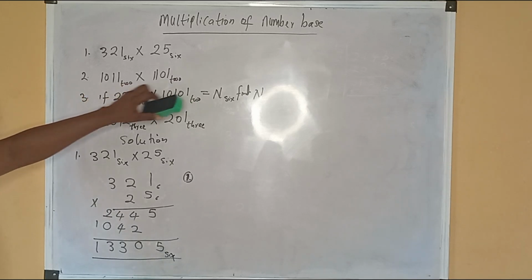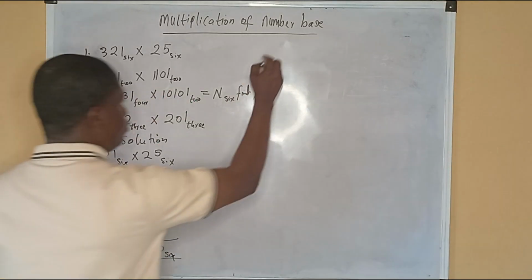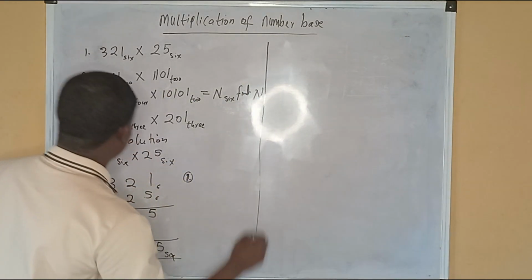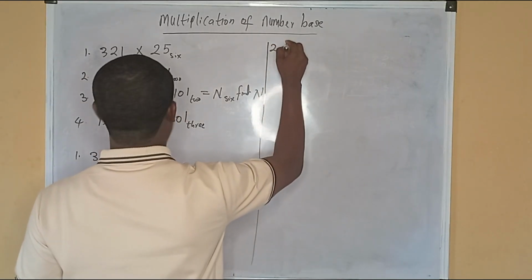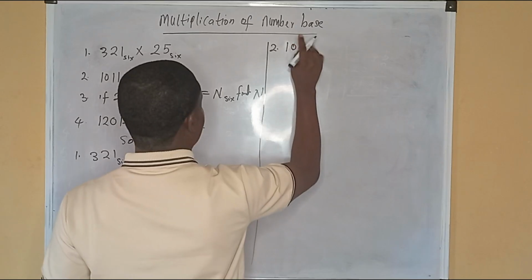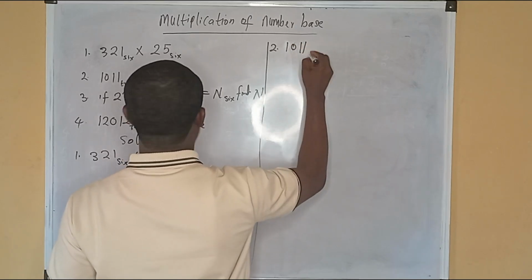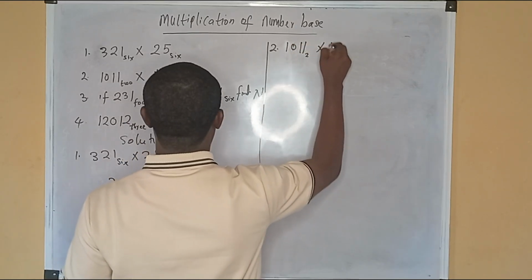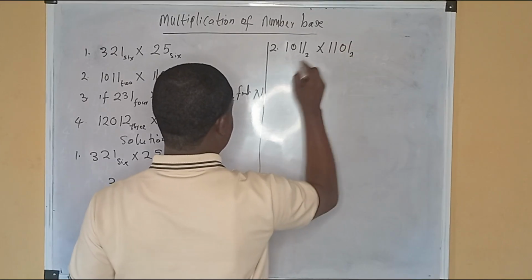this is in base 2. We are multiplying in base 2 now. So let's look at it. So that is number 2. We have 1, 1, 0, 1, 0, 1, 1 in base 2 times 1, 1, 0, 1 in base 2. So let's multiply this.